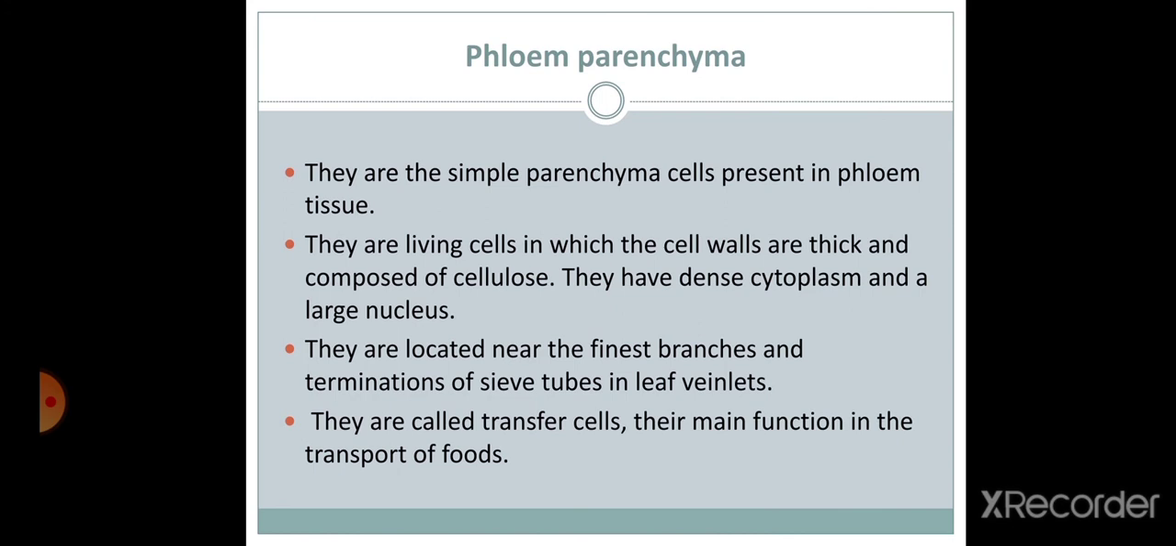It has many pit fields. These pits interconnect parenchyma cells, and companion cells also form connections through these pits, which are arranged towards the sieve elements. They also contain crystals, tannins, mucilage, and latex. The functions of the phloem parenchyma: these cells store organic food materials and other substances like starch, tannins, and resins. They also help in translocation of the food materials.